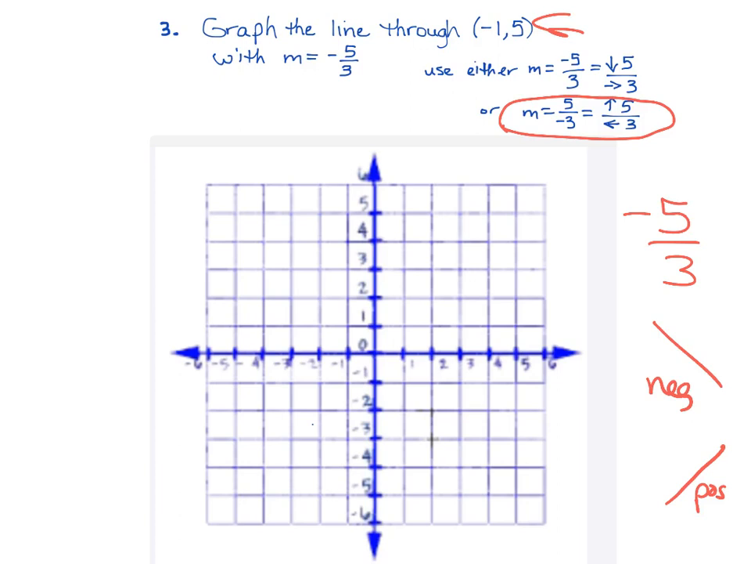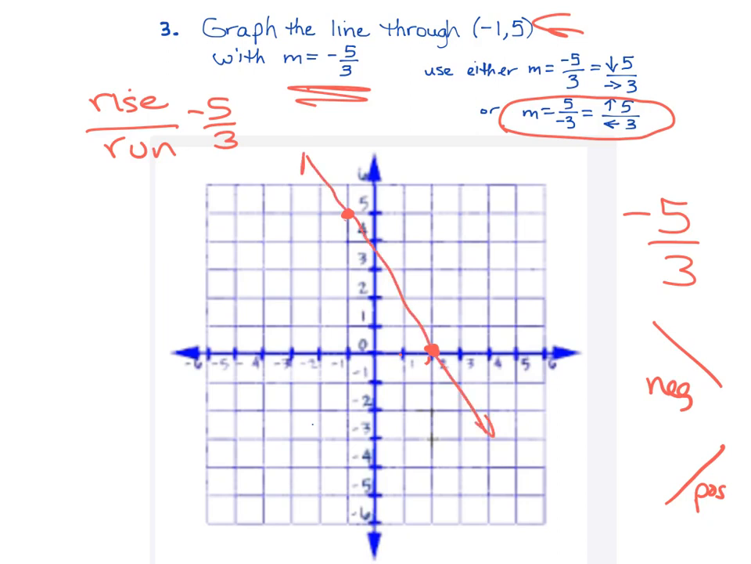So let's graph the ordered pair -1, 5. Put my first point right there. And from that point, I'm going to move my rise and run. So my slope is rise over run. So I'm going to go down 5 units. So 1, 2, 3, 4, 5. And then run to the right, 1, 2, 3. Put my point right there. I can now connect the 2 points I just graphed. And there is my line.